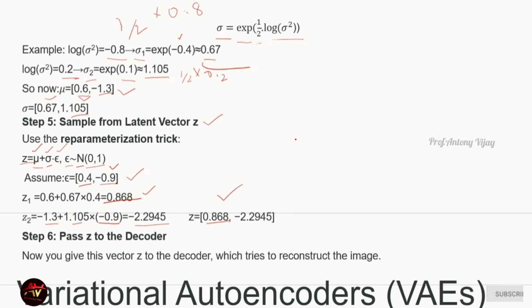So we have applied a 28 cross 28 size image. That image is converted in the form of a latent vector like this. This is what the latent format is, so this particular image is compressed in the form of this. Then this particular z value is applied to the decoder, and the decoder will take the value and reconstruct the image again. This is what is called a variational autoencoder.